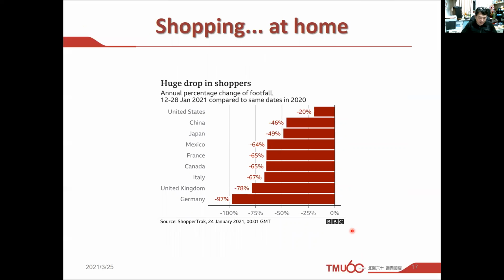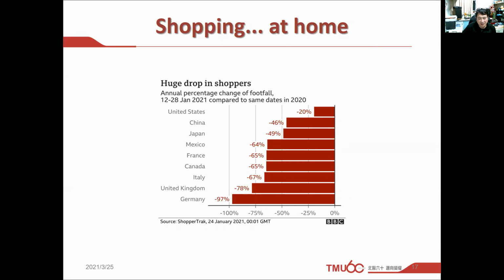Okay, but however, there is another turning point for shopping, for business. For example, in shopping, people enjoy shopping during COVID-19. They don't go to the mall. They don't go to the shopping center. They purchase their products through the phone, through the pad, or through the computers. Okay, you can see more. You can see Germany, it dropped almost 100% the shopping at home.